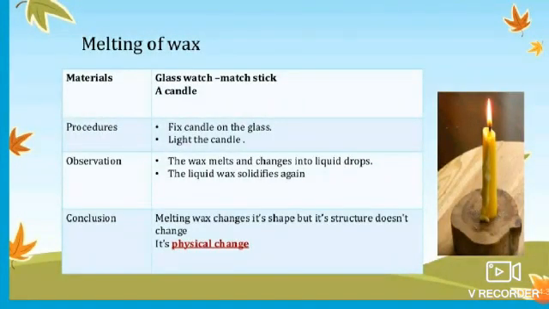Another example is on your screen, that is melting of wax. For this, we need some materials like a watch glass, a matchstick and a candle. The procedure is: fix the candle on the glass and light the candle. Then what will we observe? We observe that the wax melts and changes into liquid drops. The liquid wax solidifies again. So we can conclude that melting wax changes its shape, but its structure does not change. So it is termed as a physical change.